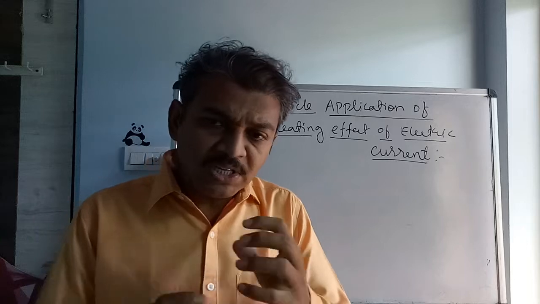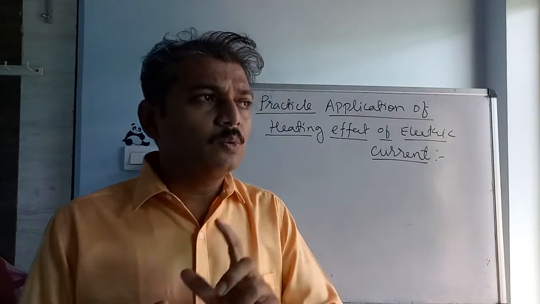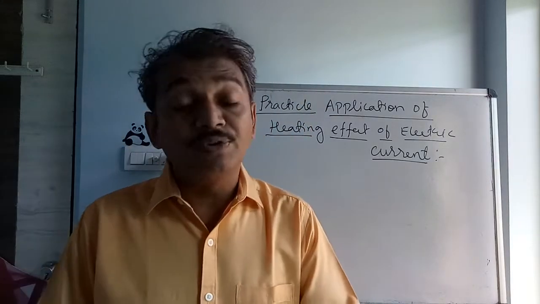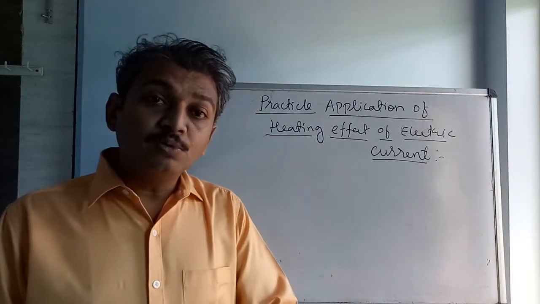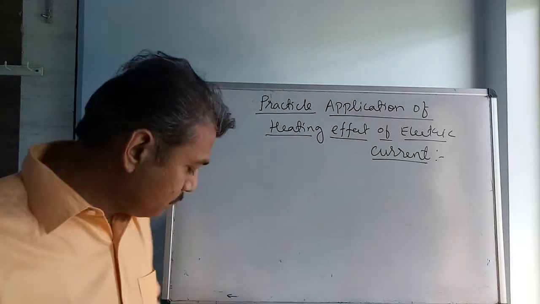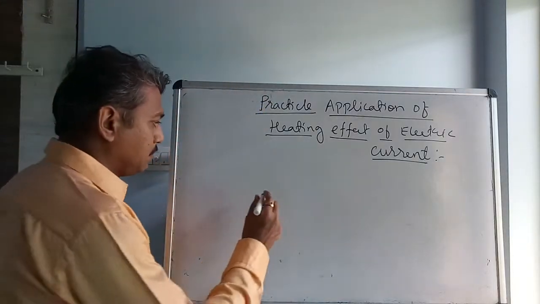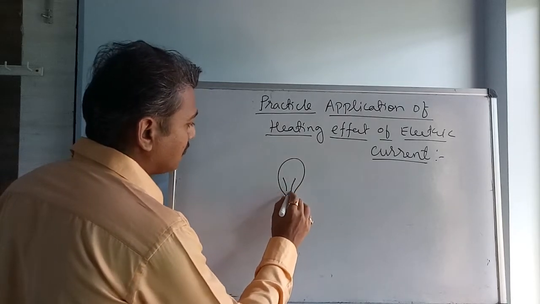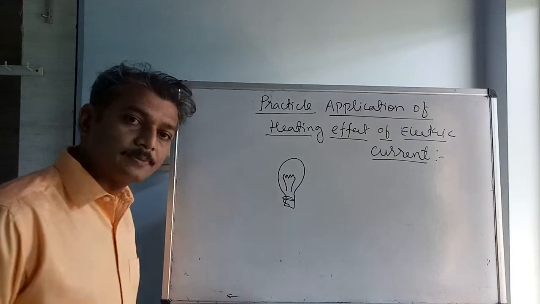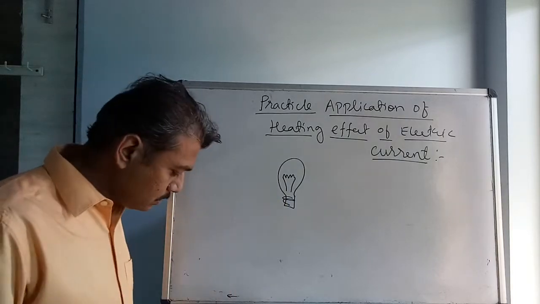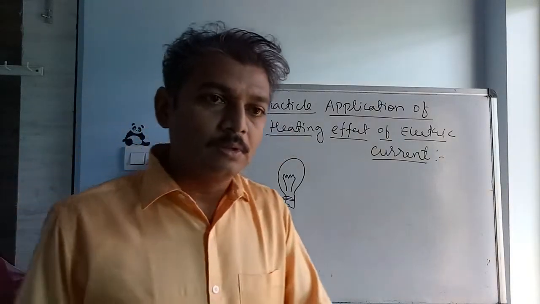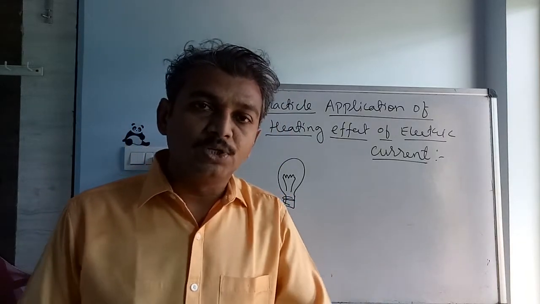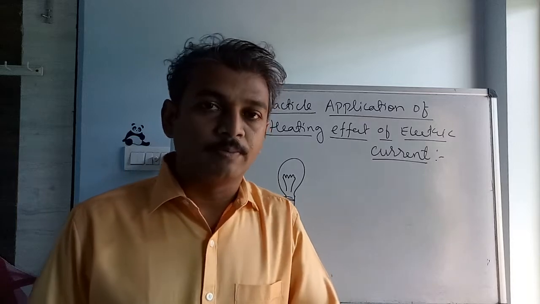So now how is this heating effect used? I can give you one example which we were using maybe two decades before. We were using an electric bulb. You might have seen the diagram of an electric bulb in this way. And this electric bulb had a filament in it. Nowadays it is extinct. Nobody is using it because it consumes so much power.